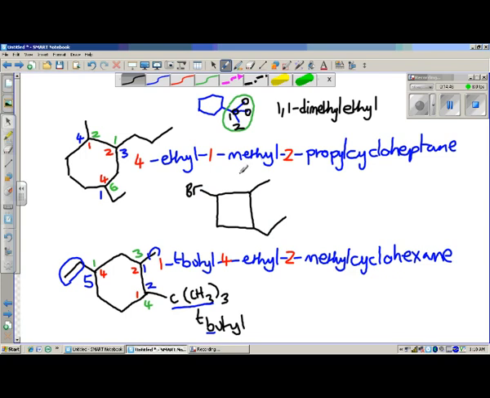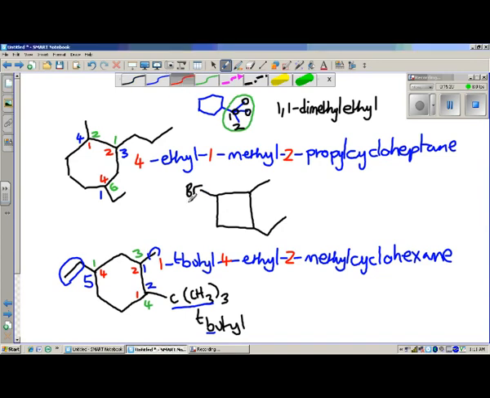Whenever you see cycloalkanes containing halogens, particularly bromine or chlorine, the halogen always seems to come first in the name. And that's not because of some funky rule saying halogens are particularly important. All it is is that chlorine and bromine happen to have names whose first letter is very close to the start of the alphabet.